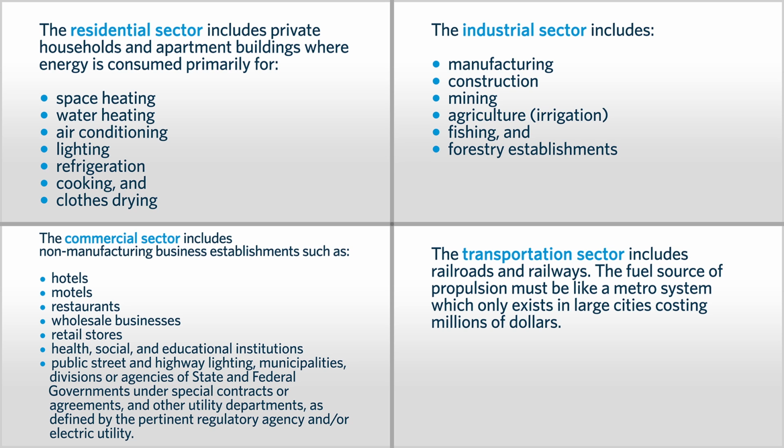The residential sector is for residential properties or households. The commercial sector is for commercial or non-manufacturing businesses. The industrial sector is for manufacturing facilities or irrigation. The transportation sector is for mass transportation systems, such as electrified rail systems. Each entire transit system is reported as one customer.